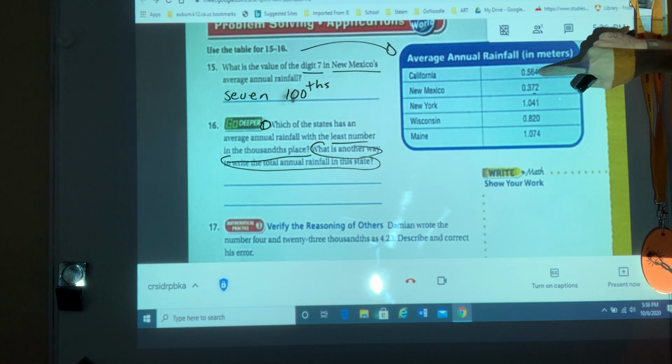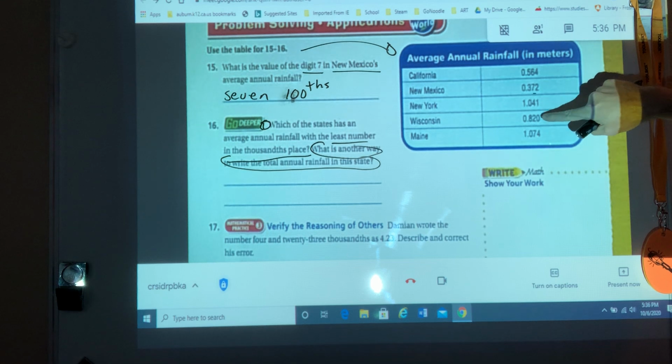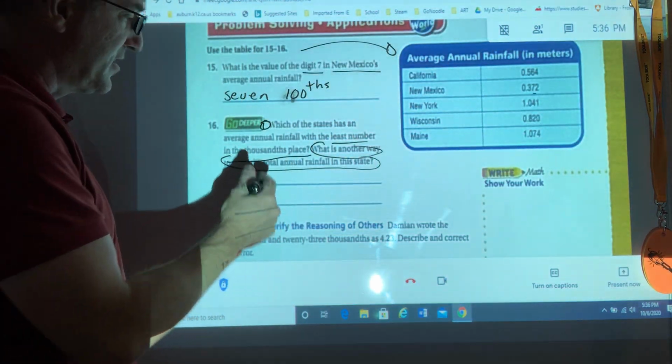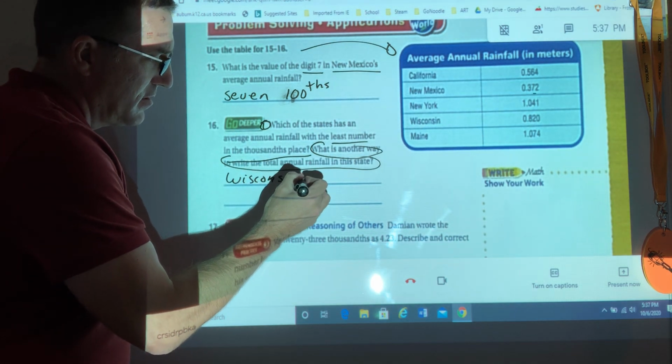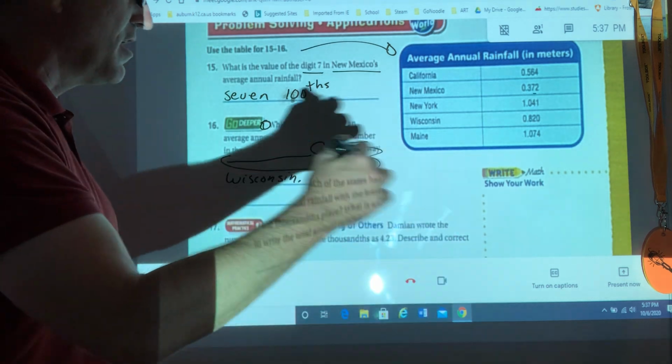I'm going to find the smallest number. 4. That's pretty small, right? 2. Smaller than you. 1, ooh, even smaller. Over here, I've got a 0 in Wisconsin, and then 4. So 0 is the smallest number. So which state? Wisconsin. Okay. Has the lowest. Now, it says, what's another way to write that?